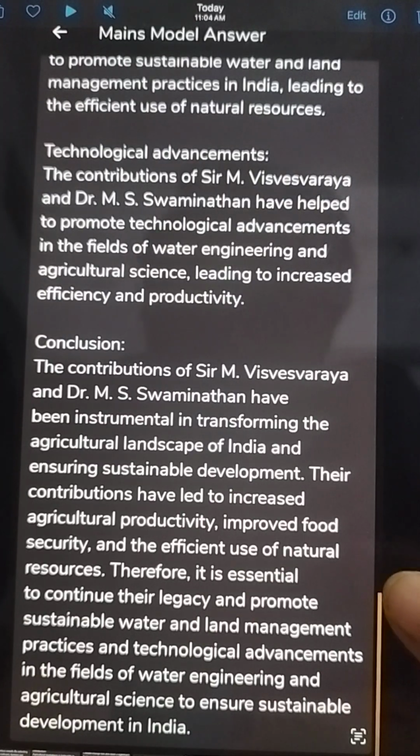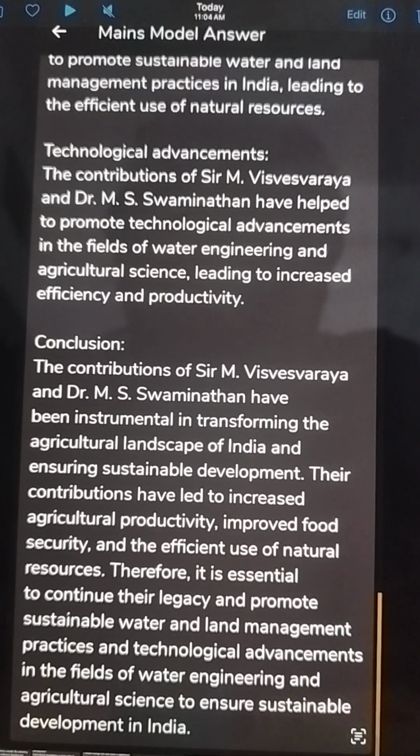The contributions of Sir M. Visvesvaraya and Dr. M. S. Swaminathan have been instrumental in transforming the agricultural landscape of India and ensuring sustainable development. Their contributions have led to increased agricultural productivity, improved food security, and efficient use of natural resources. Therefore, it is essential to continue their legacy and promote sustainable water and land management practices and technological advancements in the fields of water engineering and agriculture science to ensure sustainable development in India.